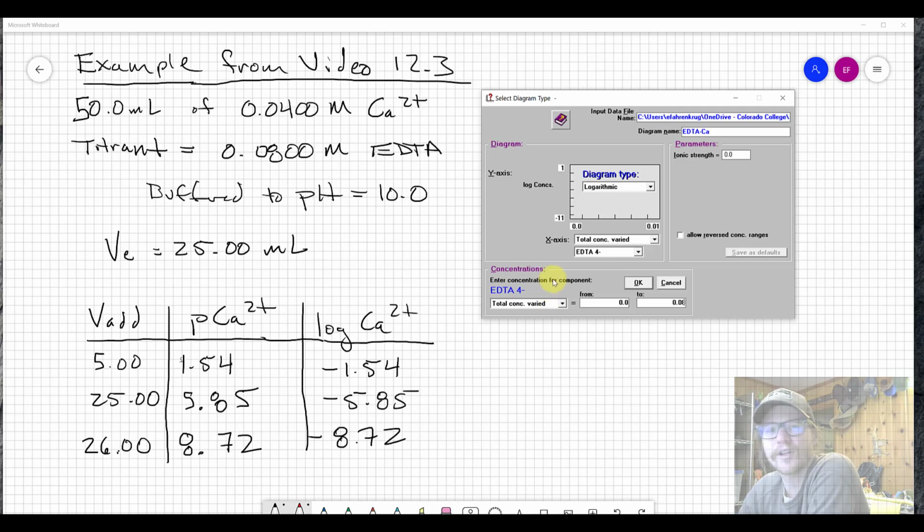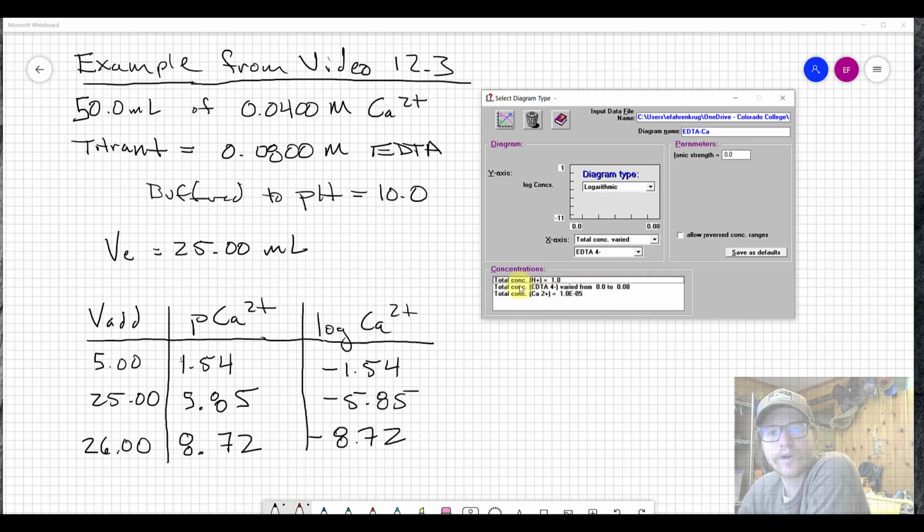Instead, it just computes what the concentrations of everything would be with an equivalent concentration of EDTA added to the system. But I'll show you how to convert that to volume just using an M1V1, so it's very straightforward. So I'm going to set this from 0 up to the formal concentration. That'll encompass our entire range.